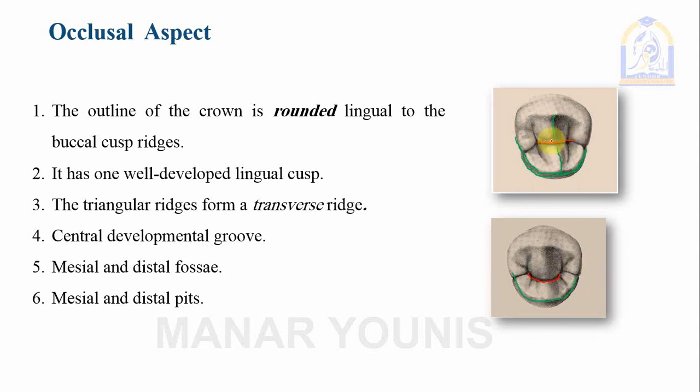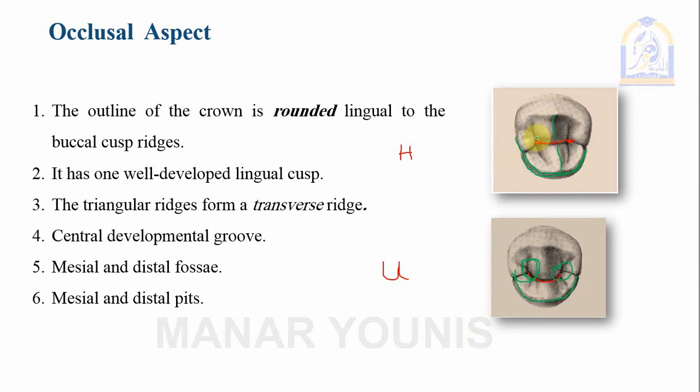When it is straight, it will form what's called the edge groove pattern on the occlusal surface. When it is crescent shaped, it will form what's called the U-shaped pattern of the grooves on the occlusal surface. There are usually two pits. This is the mesial pit and this is the distal pit, two circular depressions representing the mesial and distal fossae. So the mesial and distal fossae will be circular rather than triangular. This is the mesial and this is the distal fossa.